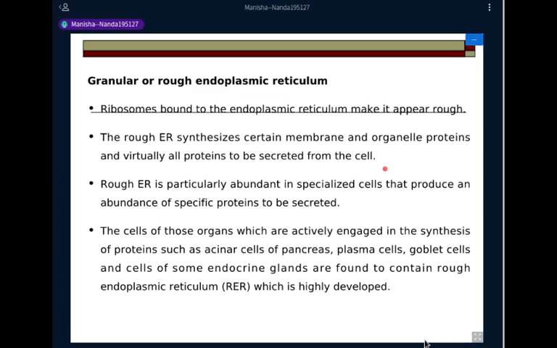Now, all the proteins that a cell synthesizes that are actually going to be secreted out of the cell, all those proteins are actually synthesized by the ribosomes that are present on the surface of the rough endoplasmic reticulum. The cells of those organs which are actively engaged in synthesis of proteins, such as acinar cells of pancreas, plasma cells, goblet cells, and cells of some endocrine glands, are rich and contain rough endoplasmic reticulum, which is highly developed in them.